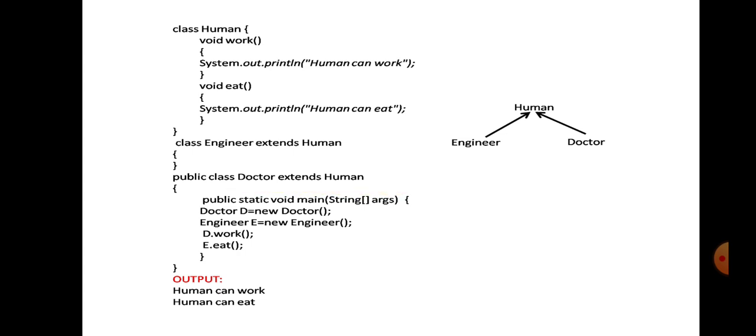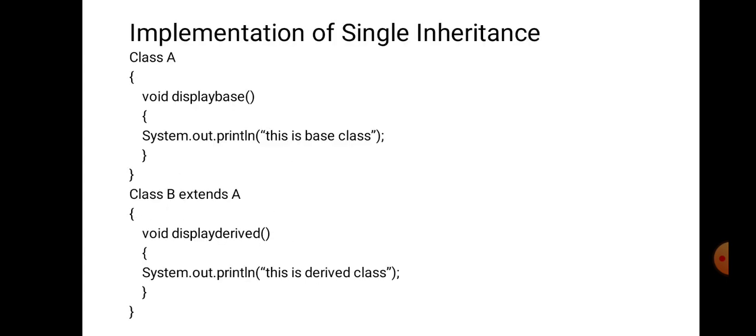This is another type of inheritance, we will see it later. But just remember, if there is a single base class and a single derived class, that concept is called single inheritance. That is, there is a single base class and a single derived class. We have one base class, that is class A, and we have one derived class, that is class B. So this is called single inheritance. This is a type of inheritance.